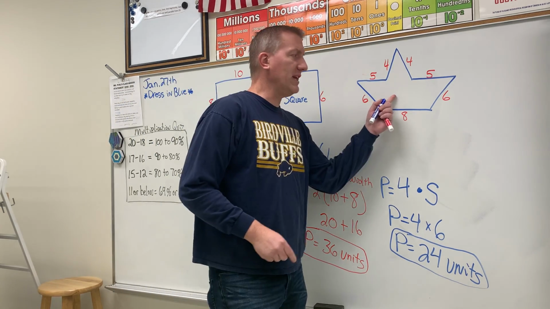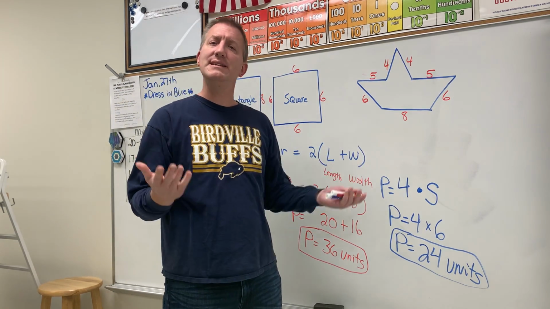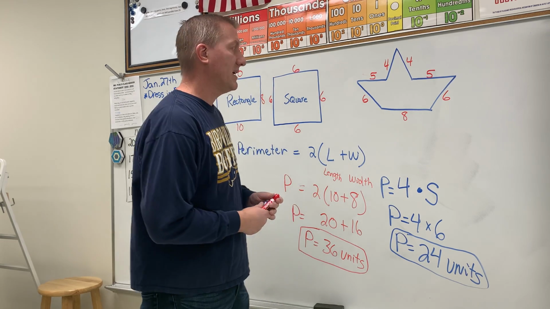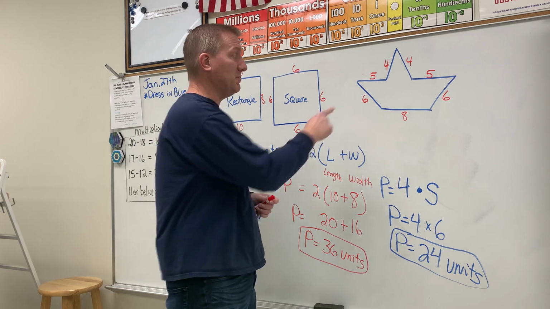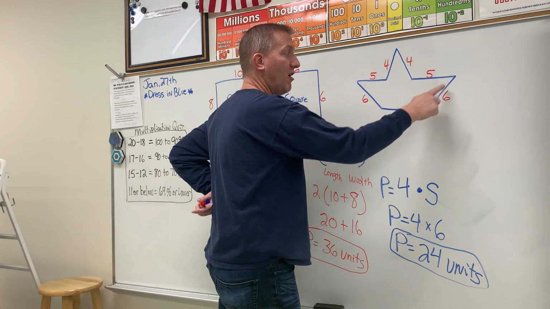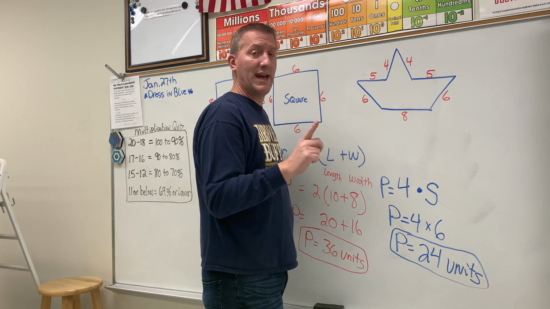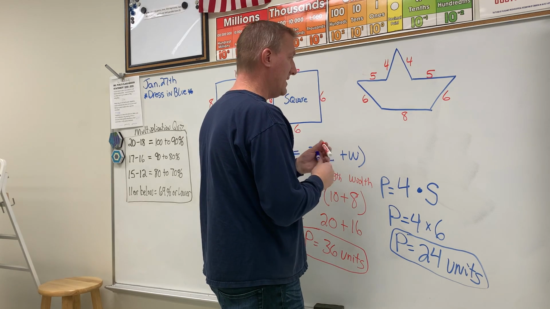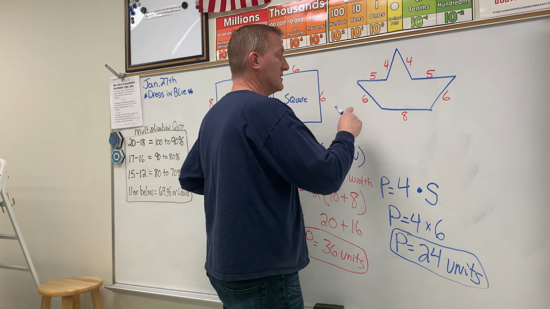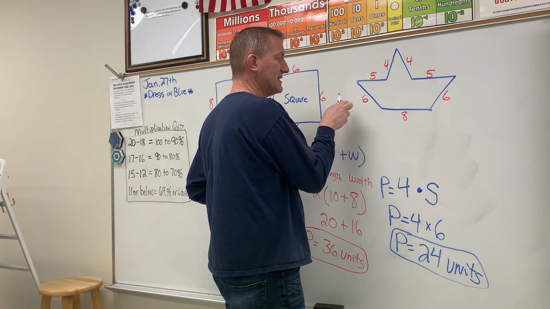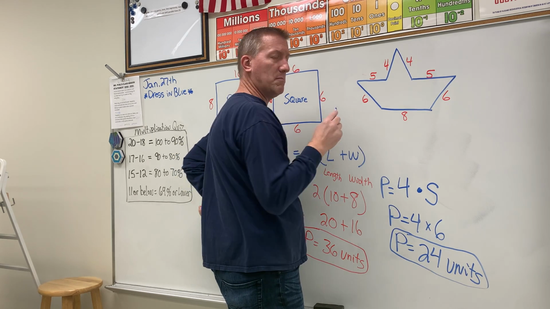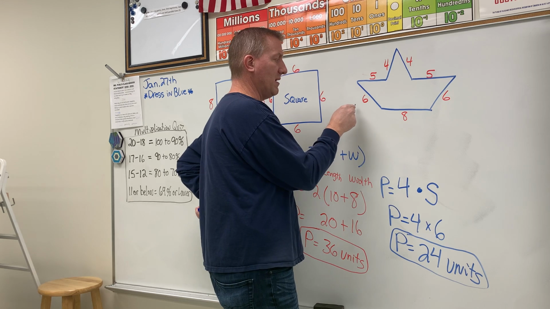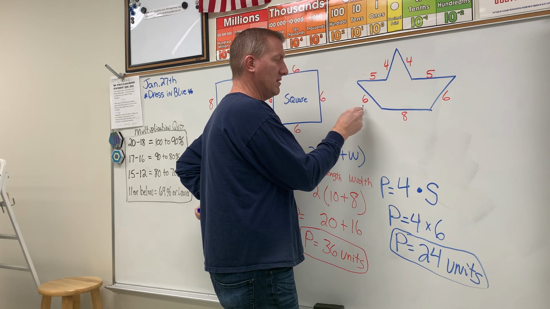And then for an irregular shape, there isn't a formula for it. What you do on an irregular shape is you simply add up all the sides. So let's start on this side, and I'm going to put a little mark by it when I do that one.